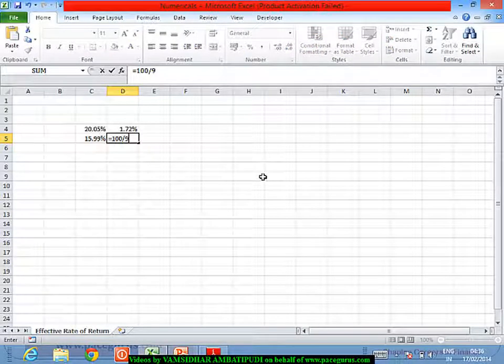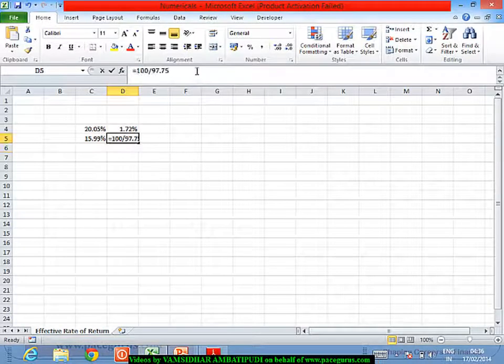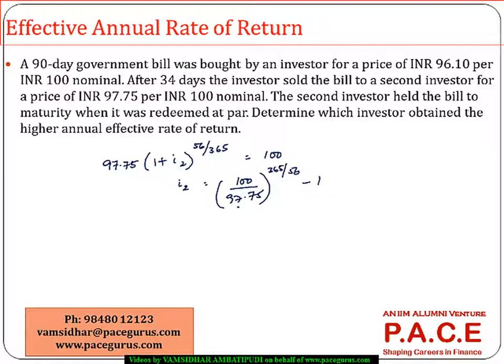Whereas for the second person, 100 divided by 97.75 minus 1 is coming out to almost 2.3%. So it would have given us an indication that the second person is more profitable compared to the first person. But the second person's 2.3% was over a 56-day period, whereas the first person's 1.72% was only over a 34-day period. So that's the reason the time periods have to match for the comparisons. So that's the reason we look out for effective annual rate of return for comparison purposes. So on those grounds, we can very clearly say that the first investor has got a better return compared to the second one. Alright.